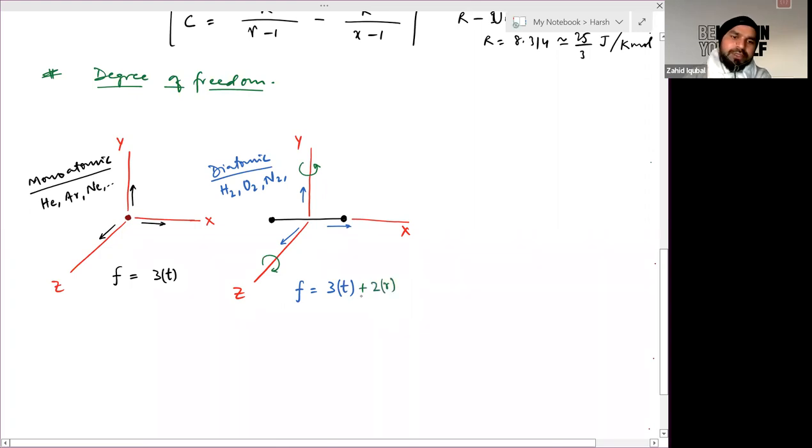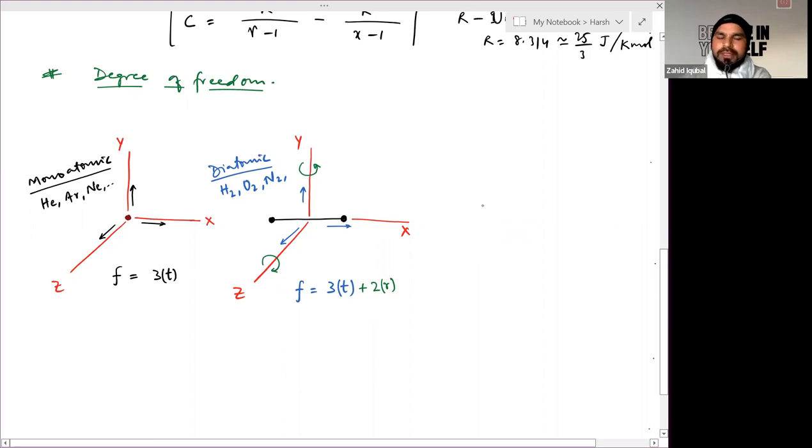So how many total degrees of freedom in this case? 3 translational and 2 rotational. So in total, it will have 5 degrees of freedom. And we are just calculating for one particle, one molecule of that particular substance.